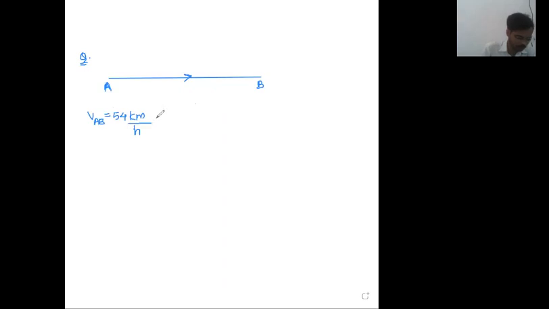The same bus returns from the second station to the first station with the speed of 36 kilometer per hour. Now the arrow should be like this, B to A, and the speed for the motion B to A is 36 kilometer per hour. Find the average speed of the bus for the entire journey. V average is equal to question mark.